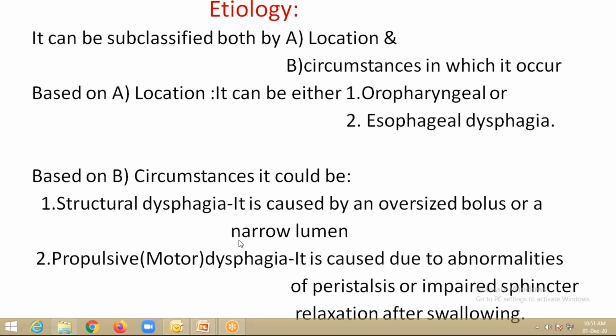Structural dysphagia is caused by an oversized bolus or a narrow lumen. Structural means there is narrowing of the lumen, or the passage is obstructed by an oversized bolus or large foreign body. Whereas propulsive or motor dysphagia is caused by abnormalities of peristalsis or impaired sphincter relaxation after swallowing. So these are the types according to circumstances. According to location, it is oropharyngeal or esophageal dysphagia.